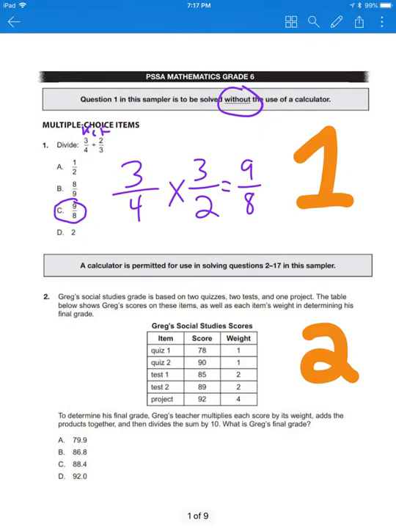All right, now for number 2 through 17, we're allowed to use a calculator. So let's get started with problem 2. It says, Greg's social studies grade is based on 2 quizzes, 2 tests, and 1 project. The table below shows Greg's scores on these items as well as each item's weight in determining his final grade. All right, so quiz 1, quiz 2, here are the grades, here are the weights. Test 1, test 2, and the project. So to determine his final grade, Greg's teacher multiplies each score by its weight, adds the products together, and then divides the sum by 10. What is Greg's final grade?